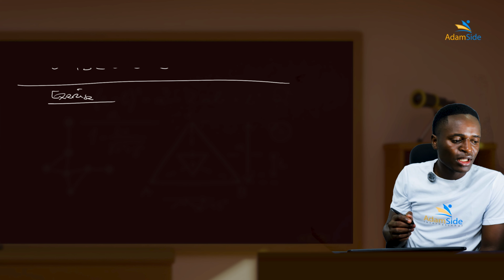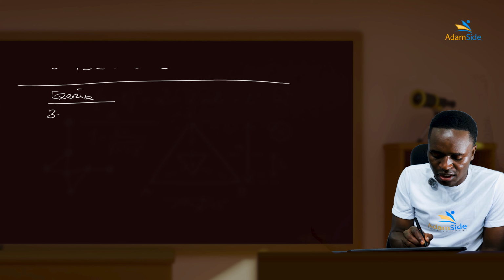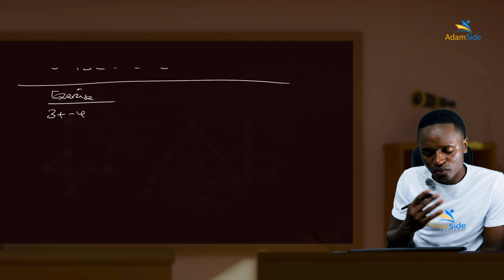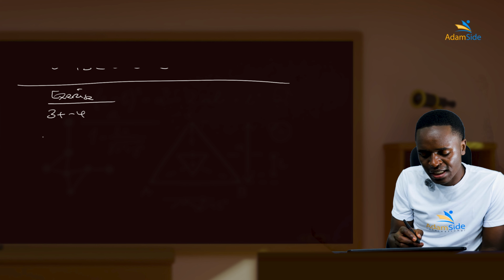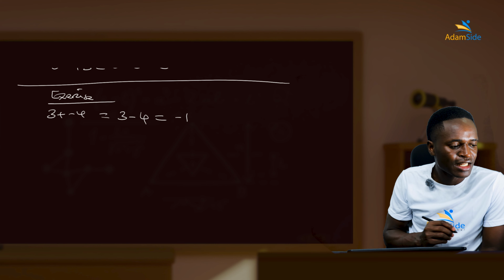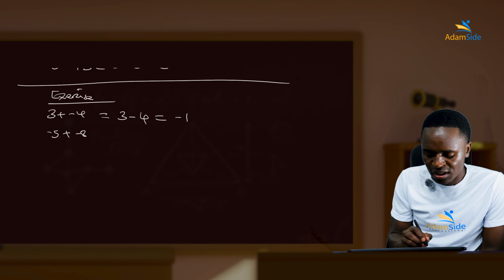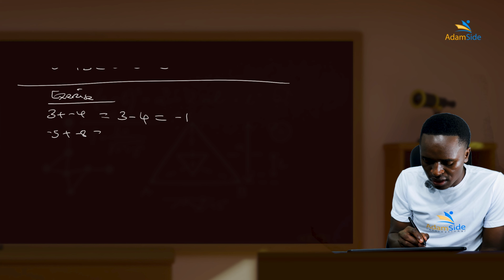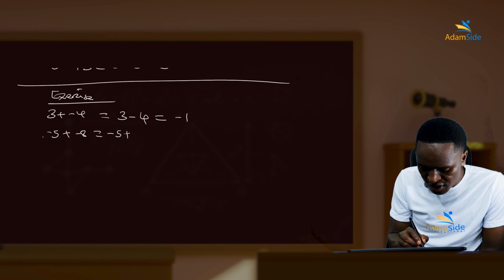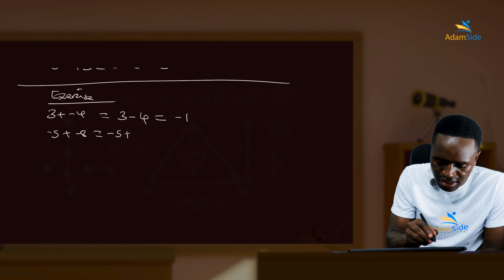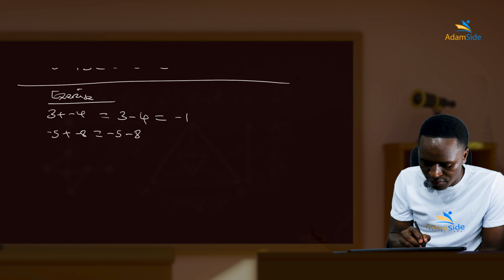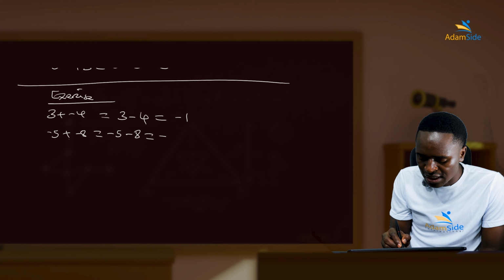For example, we can have different exercises. You have 3 plus negative 4. We know when positive follows negative, the resultant will be negative. So 3 minus 4, and your answer becomes negative 1. And then you have, let's say, negative 5 plus negative 8. We know when positive follows negative, the resultant is negative, so negative 5 minus 8 is negative 13.